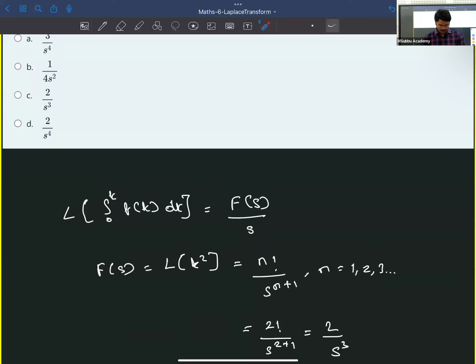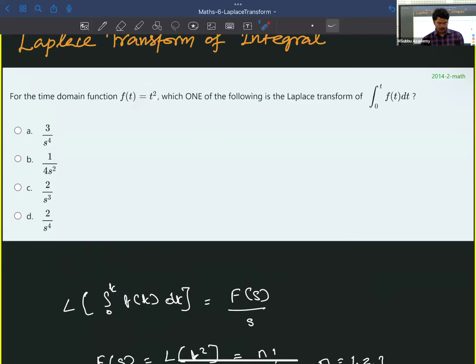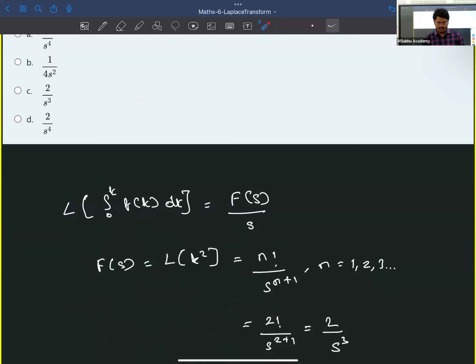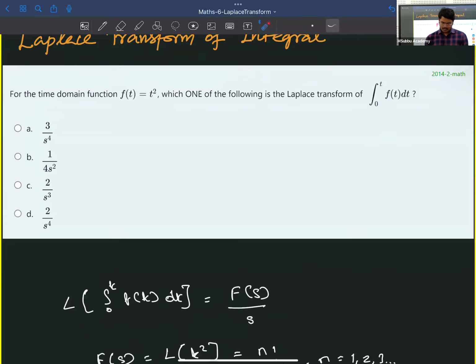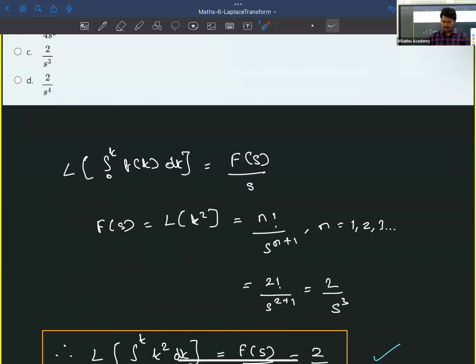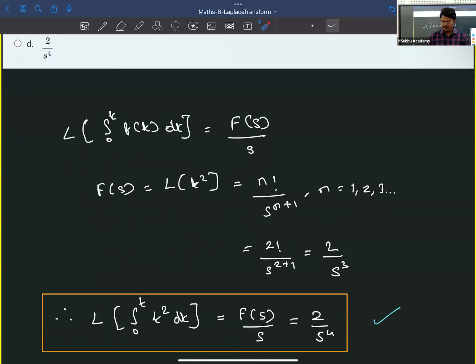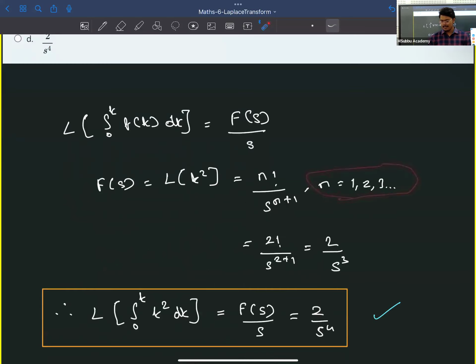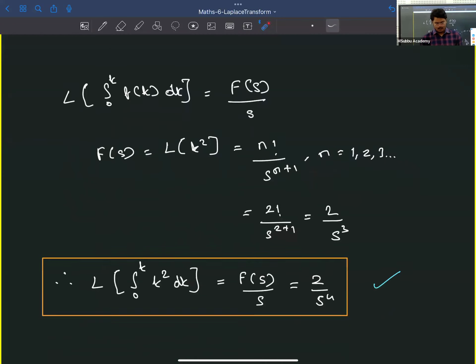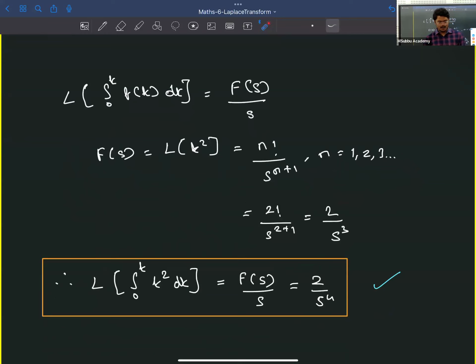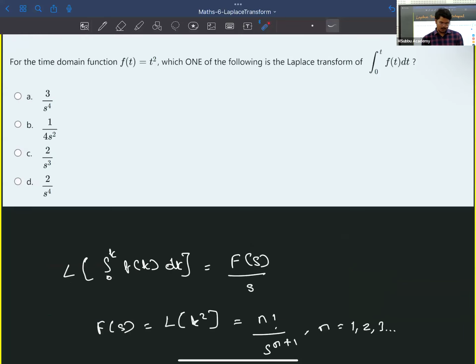So here for this function, f of t is t square. So the F of s will be the Laplace transform of that particular function, t square. The Laplace transform of t power n is n factorial by s power n plus 1, where n is equal to 1, 2, 3. Remember that n is equal to 1, 2, 3, which are natural numbers. So when you solve for n is equal to 2, you get F of s is equal to 2 by s cube. So 2 by s cube by s will give you 2 by s power 4. So that will be your answer.